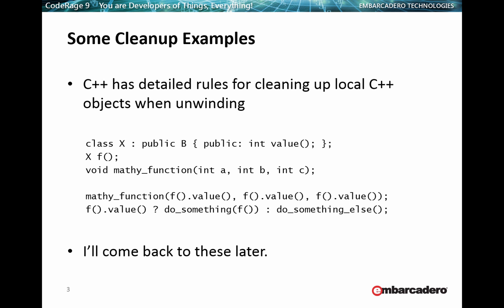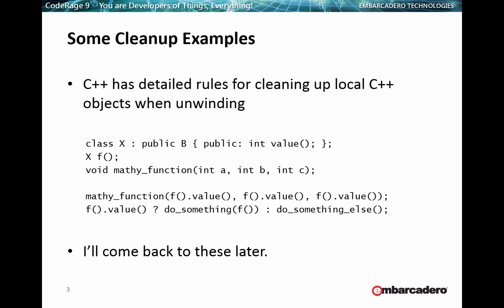In the first example, I call mathy function with a string of three different calls to f, and each of those creates a temporary. And the rules for C++ are that those temporaries hang around until the end of the statement. So at the semicolon, once the function call to mathy function returns, those three temporaries have to be destroyed.